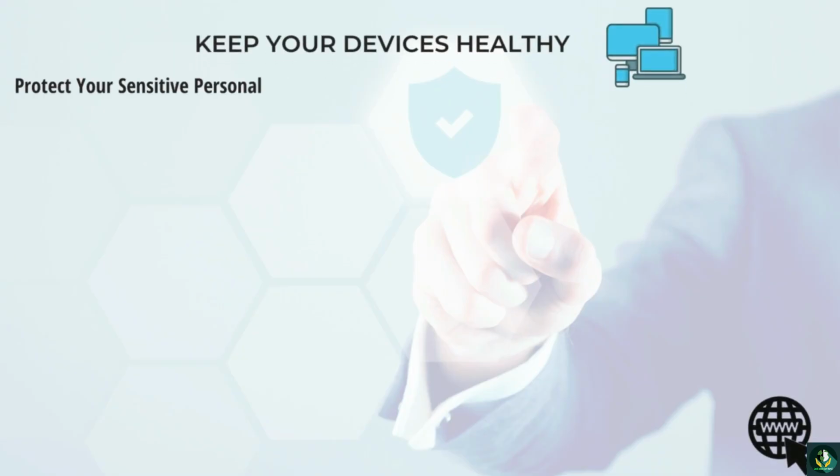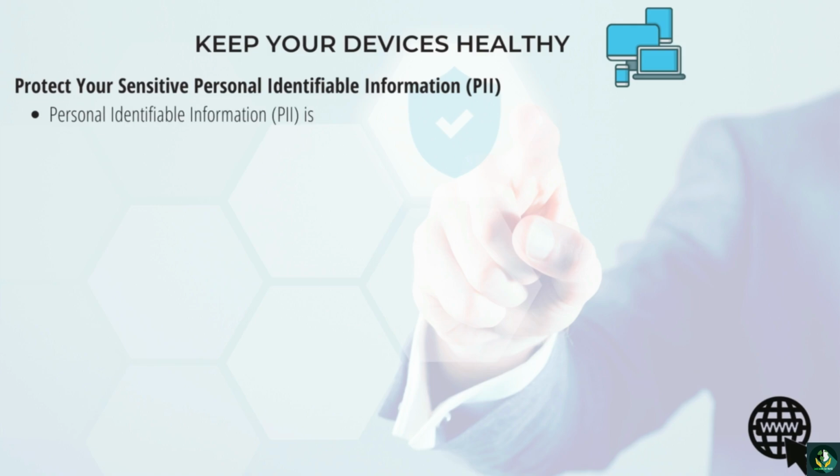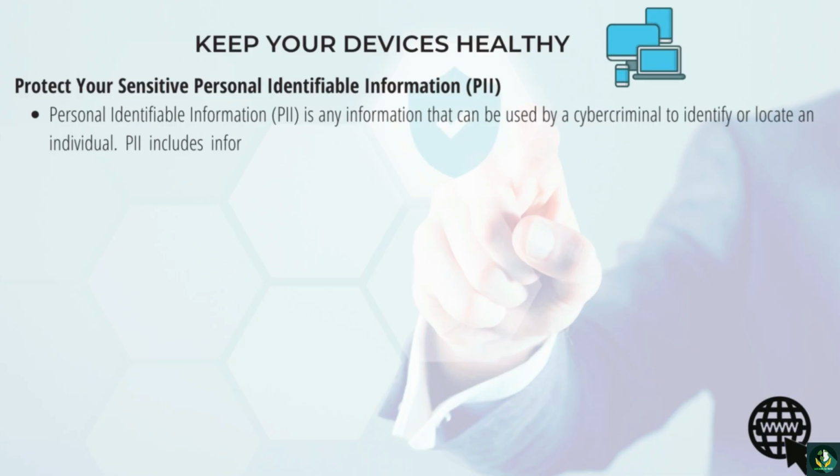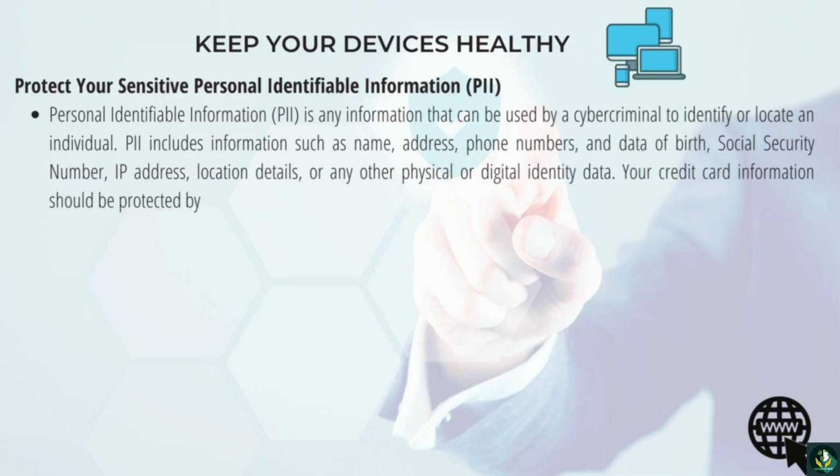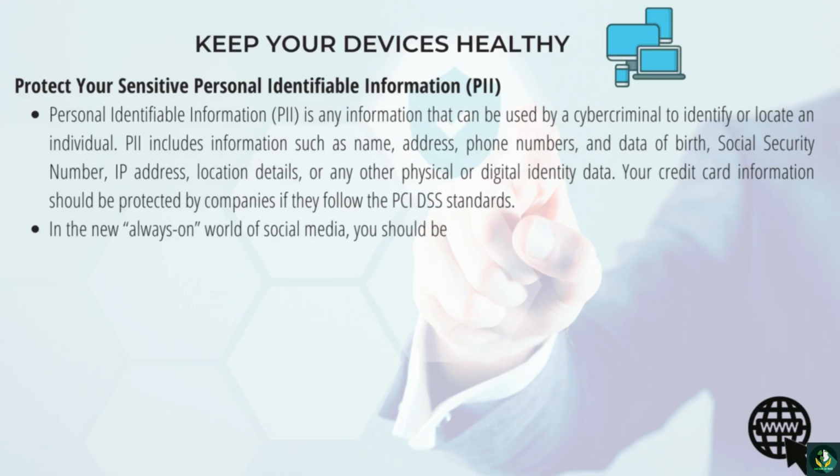6. Protect your sensitive personal identifiable information, or PII. Personally identifiable information, PII, is any information that can be used by a cybercriminal to identify or locate an individual. PII includes information such as name, address, phone numbers and date of birth, social security number, IP address, location details, and any other physical or digital identity data. Your credit card information should be protected by companies if they follow the PCI DSS standards.